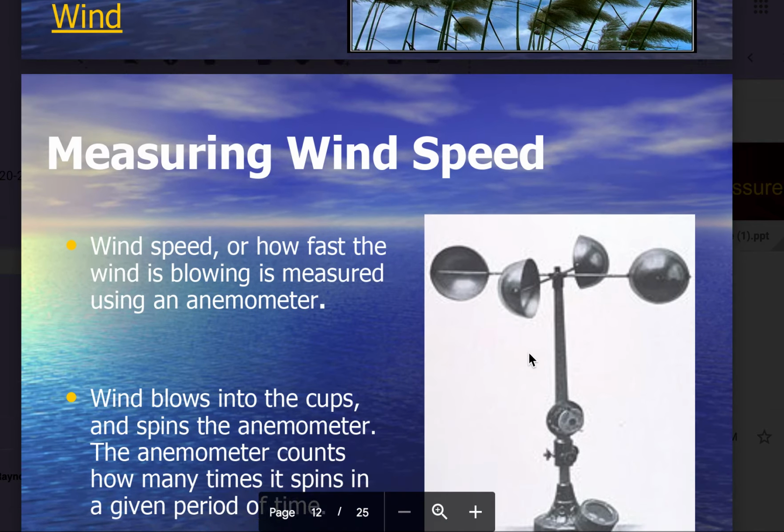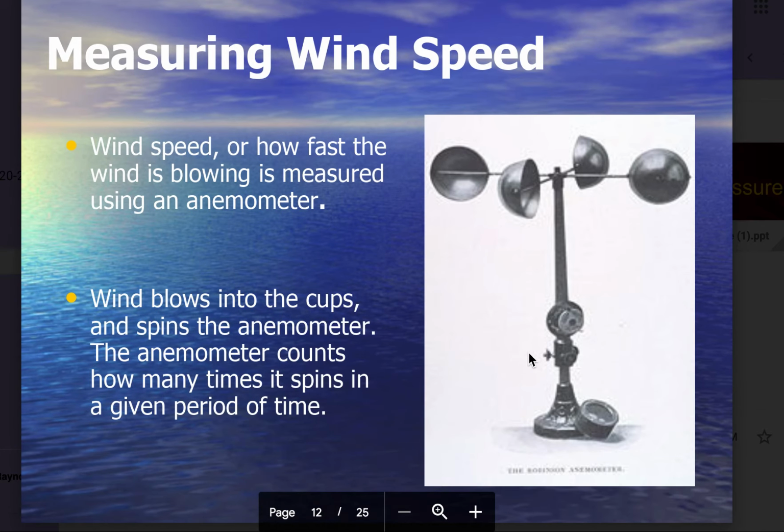All right, you can measure wind speed with an anemometer. And we're going to try and do a little activity at home this week, if you guys can, to create our own anemometer. So the wind blows into those little cups, and you count how many times that moves around, and it tells you the wind speed.